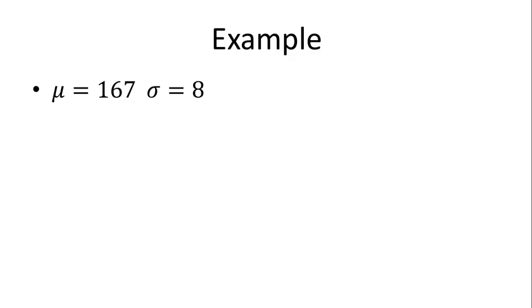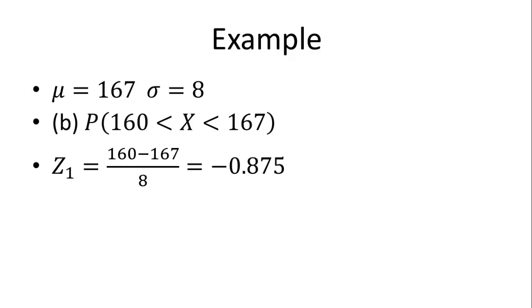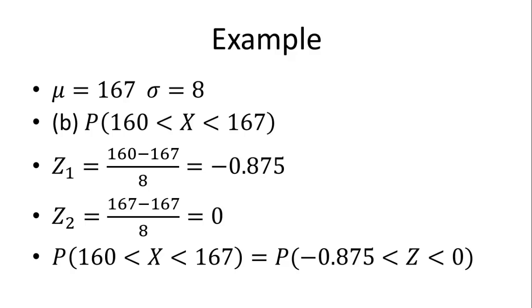What about a height this time between 160 and 167 centimeters? Well, the 160 is less than the mean, so this time we're going to get a z-score that's going to be a negative, and we know how to handle those. So we get 160 minus 167 over 8 for negative 0.875. And of course we know the mean 167 is going to be mapped to 0. So we've got probability that height is between 160 and 167 is the same as having a z-score between negative 0.875 and 0.